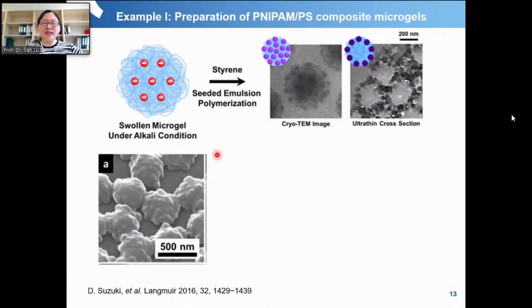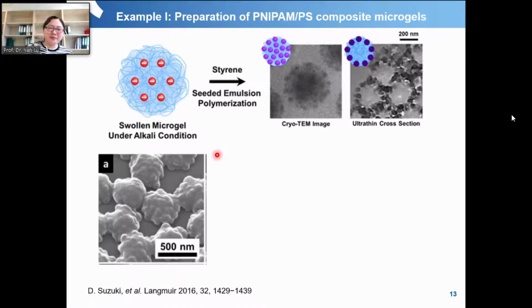So of course, you can also have some even fancy structures and play around with such kind of polymerization methods. So here I just want to give you one example from a group in Japan. This is the group of Suzuki. And his group did quite a different way for such kind of polymerization.